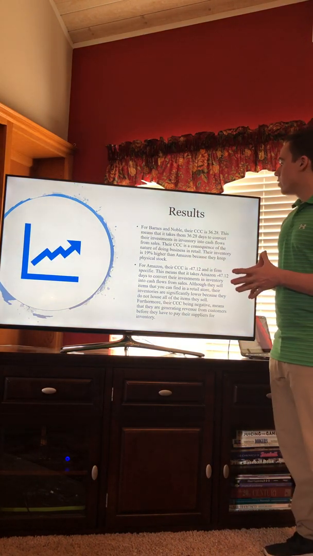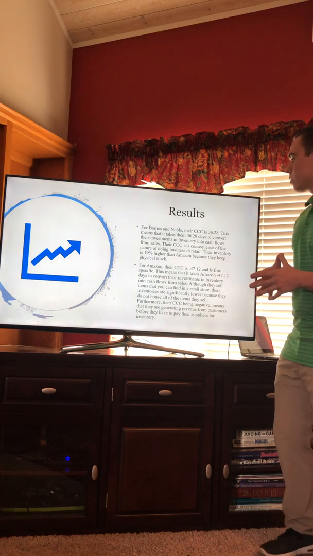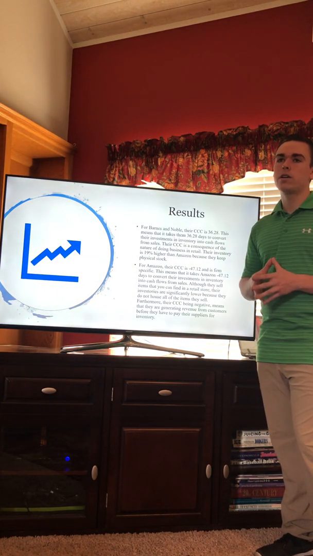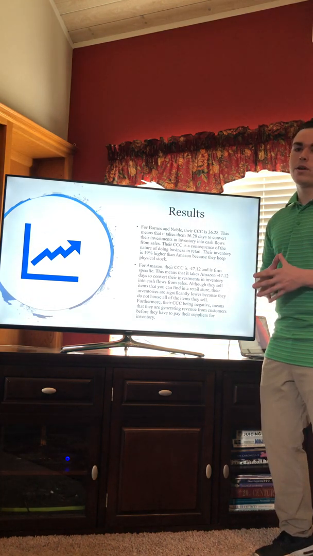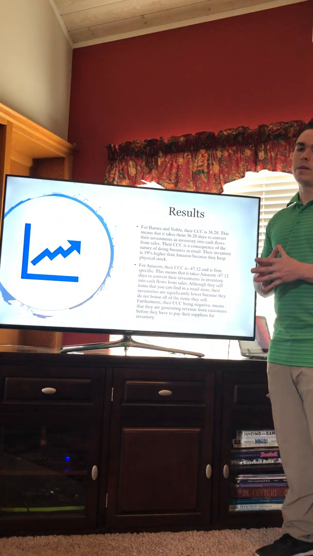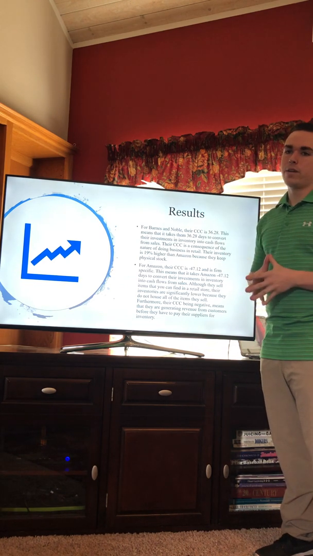Results. For Barnes & Noble, their cash conversion cycle is 36.28 days. This is a consequence of doing business in retail because they have physical stock of books in their store, which means they have a 19% higher inventory than Amazon, and they are simply not able to sell their inventory as quickly as Amazon because they have to meet that inventory of sales, unlike Amazon.